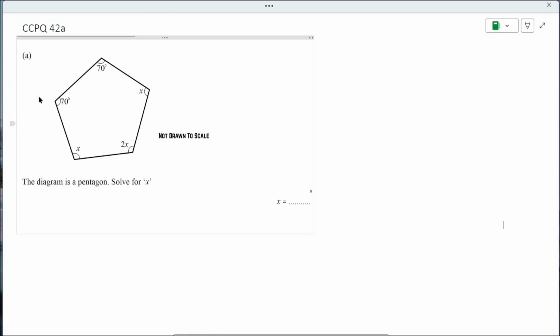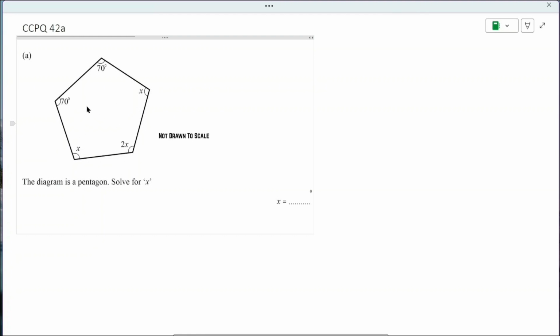Question 42a. You have this diagram, not drawn to scale. The diagram is a pentagon. Solve for x. This is a pentagon. It's not regular because all the sides are not equal. You have this as 70, 70, this as x, this as 2x, and this also has x.